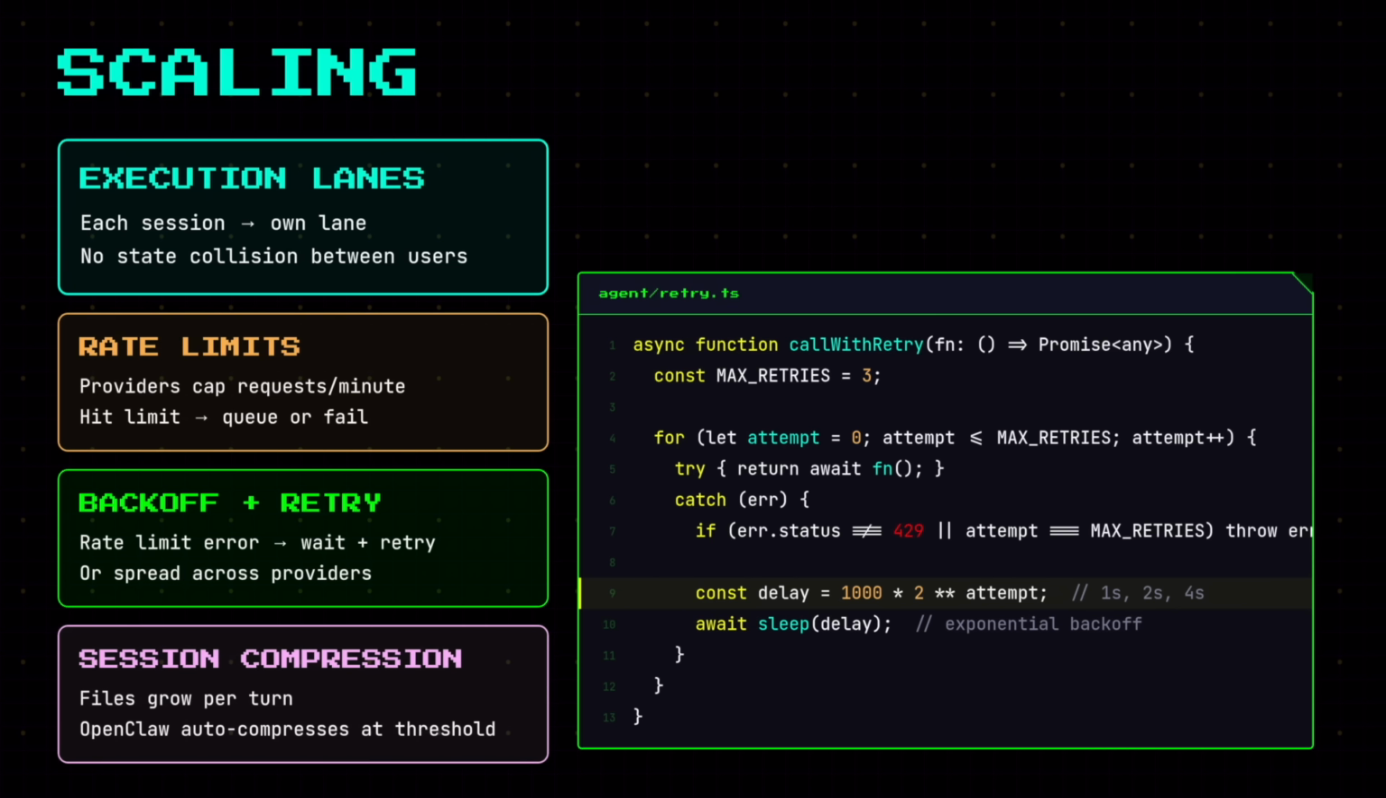Session storage is the third scaling consideration. Conversation files grow with every turn. An agent running for an hour can accumulate megabytes of JSON. Regular compression, summarizing older turns and replacing the full messages with the summary, keeps session files manageable. OpenClaw does this automatically when sessions exceed a configured size threshold.